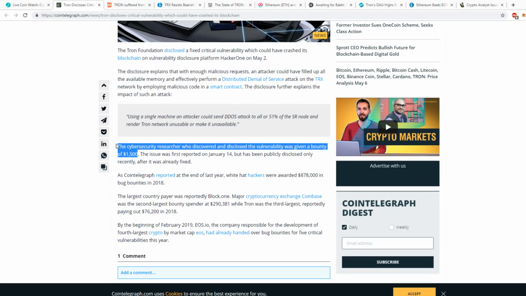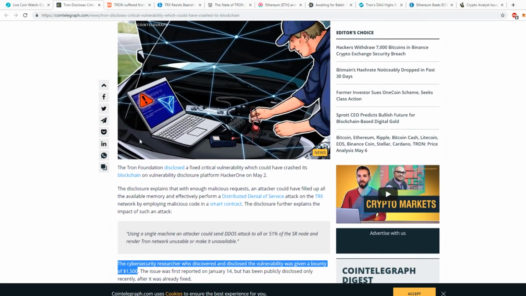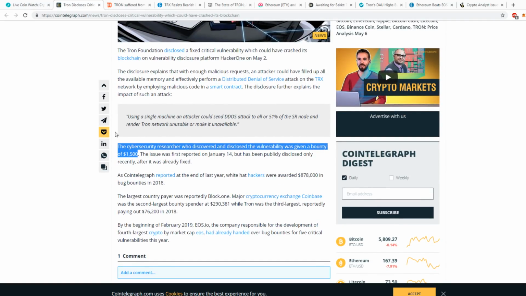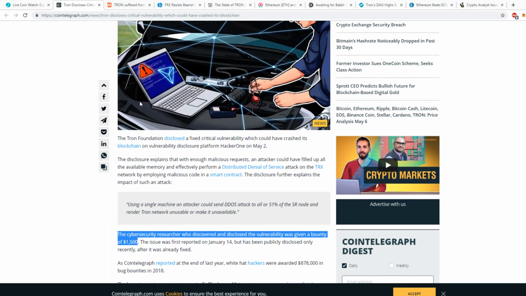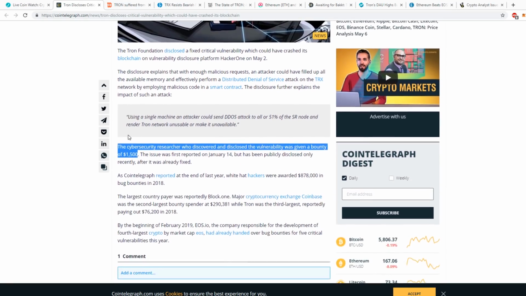And I think $1,500 might not even be fair compensation. Maybe he should have gotten more. It just depends on how much work he had to put in to find that. But that's a major bug that he could have also used for the worse. So really thankful to this person, whoever it was, to get that done, right? Maybe it was a whole firm, though.